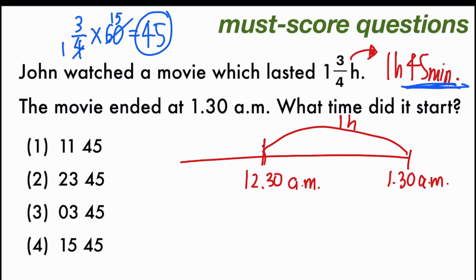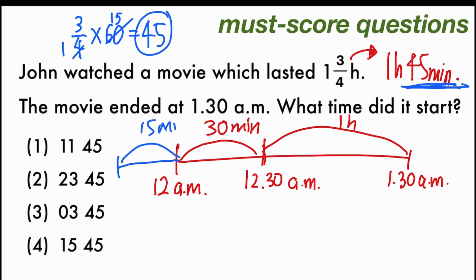So now, let me move 30 minutes back first, which I will have 12 a.m., midnight. Now, I have moved 30 minutes, which gives me a balance of 15 minutes that I have to move back. So I'm going to move back 15 minutes. From 12 a.m., if I move back 15 minutes, I will get 11:45 p.m. nighttime.